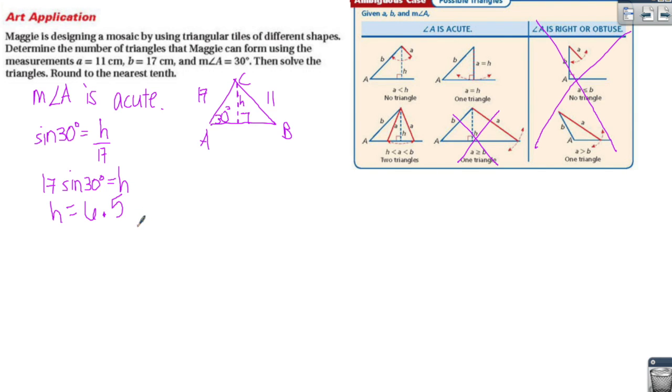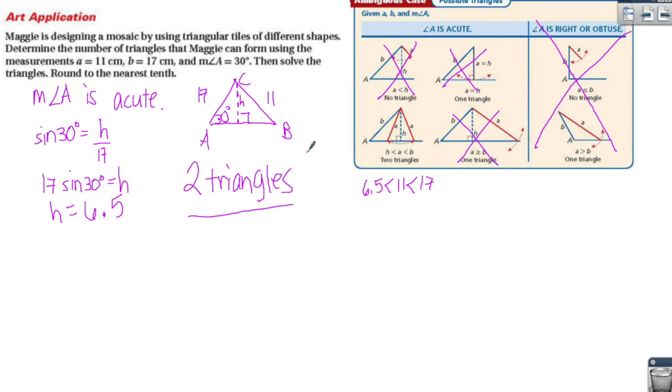All right, 6.5, yes? All right, so let's go back here. A value is 11. Is the A value less than H? No, it's not. Well, is A equal to H? No, it's not either, which means that the H value we found, 6.5, is less than A, which is 11, which is also less than 17, our B value, which means we are actually going to create 2 triangles. All right, so we've answered one of the first questions. Determine the number of triangles that Maggie can form, and we're saying that it can create 2 different triangles.